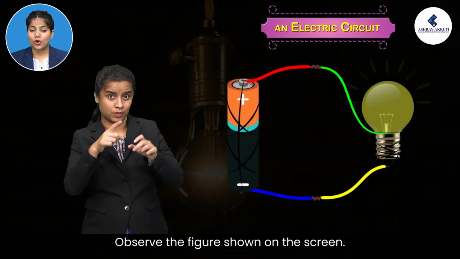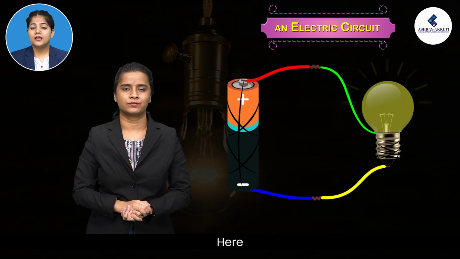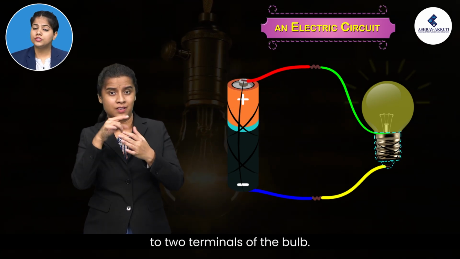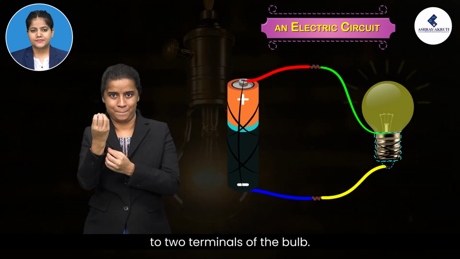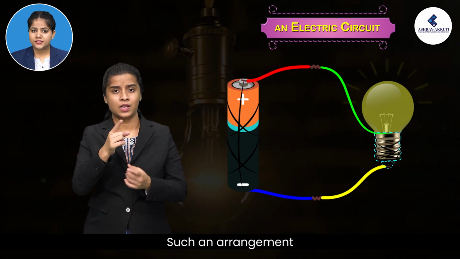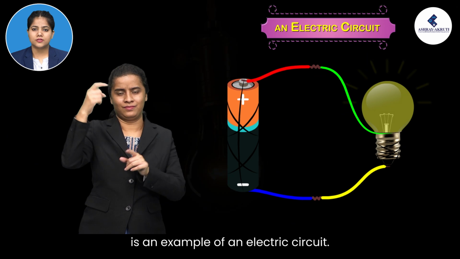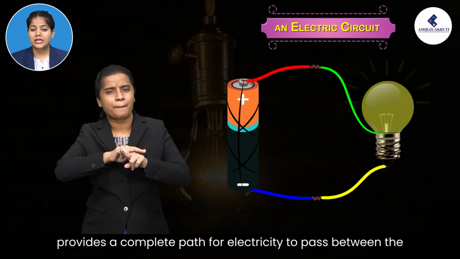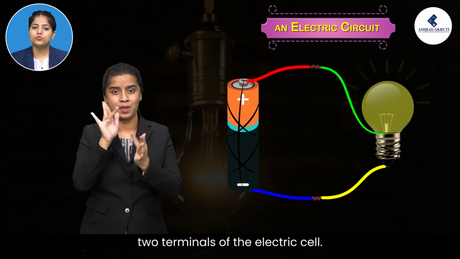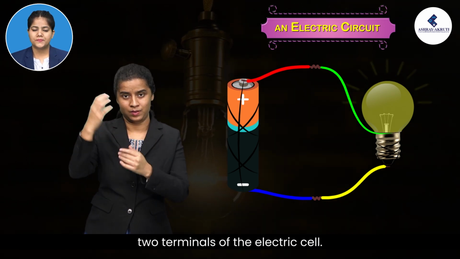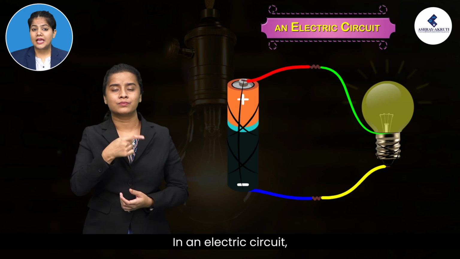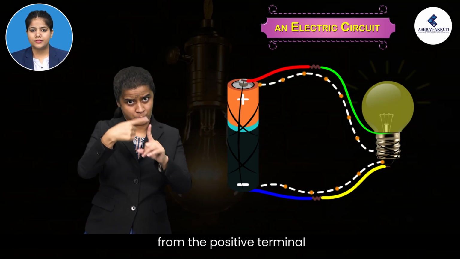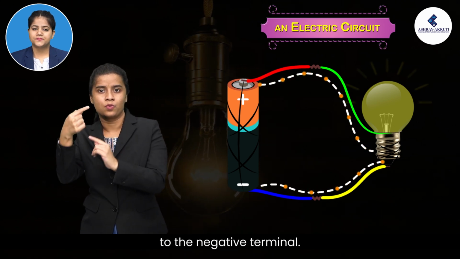Observe the figure shown on the screen. Here, the 2 terminals of the electric cell are connected to 2 terminals of the bulb. Such an arrangement is an example of an electric circuit. The electric circuit provides a complete path for electricity to pass between the 2 terminals of the electric cell. In an electric circuit, the electric current flows from the positive terminal to the negative terminal.